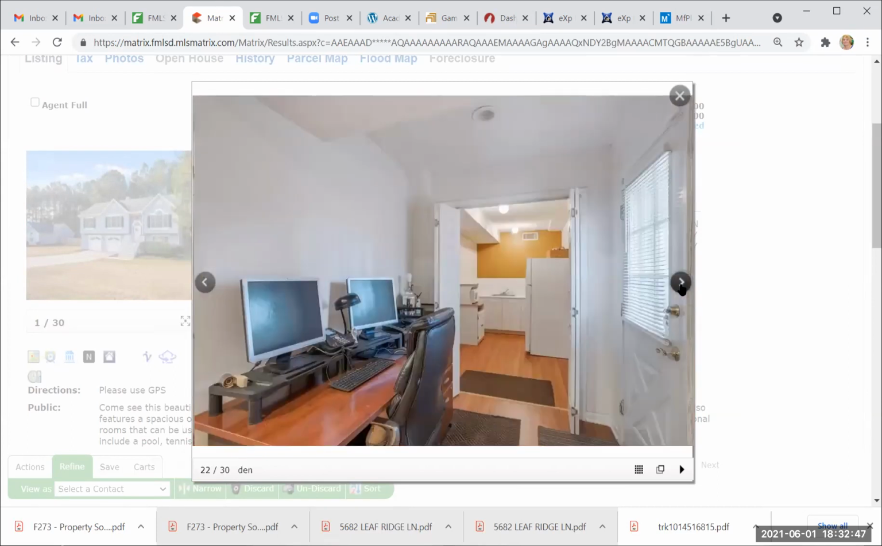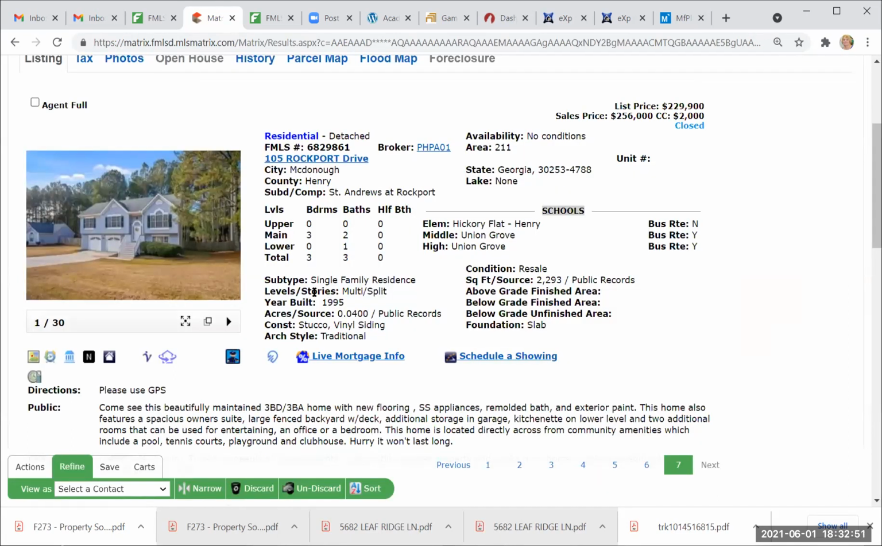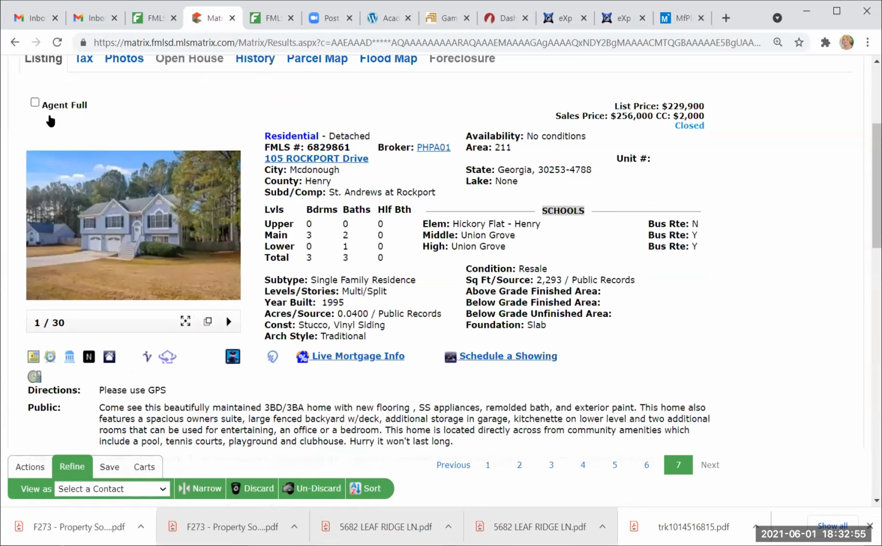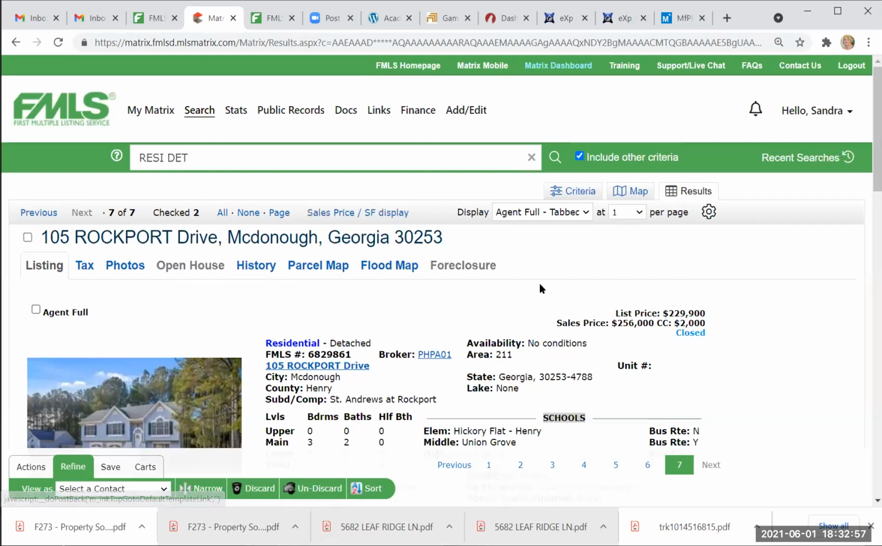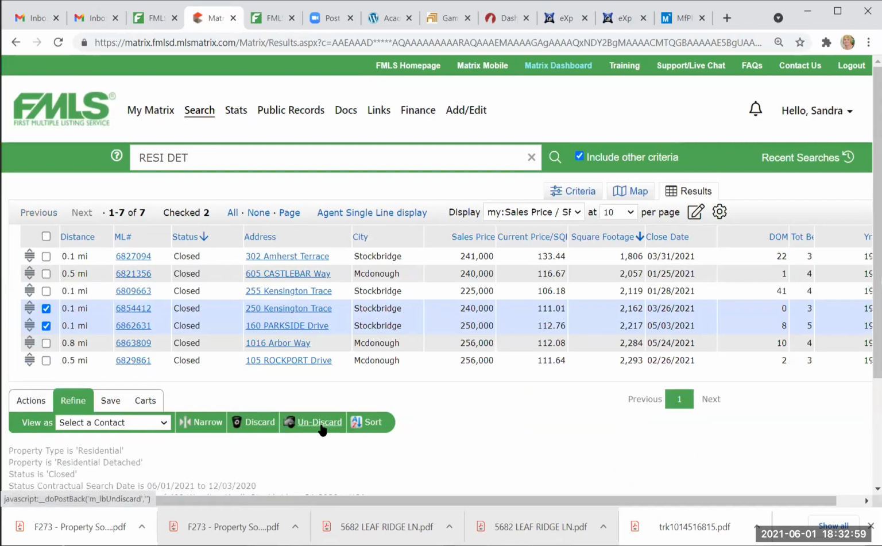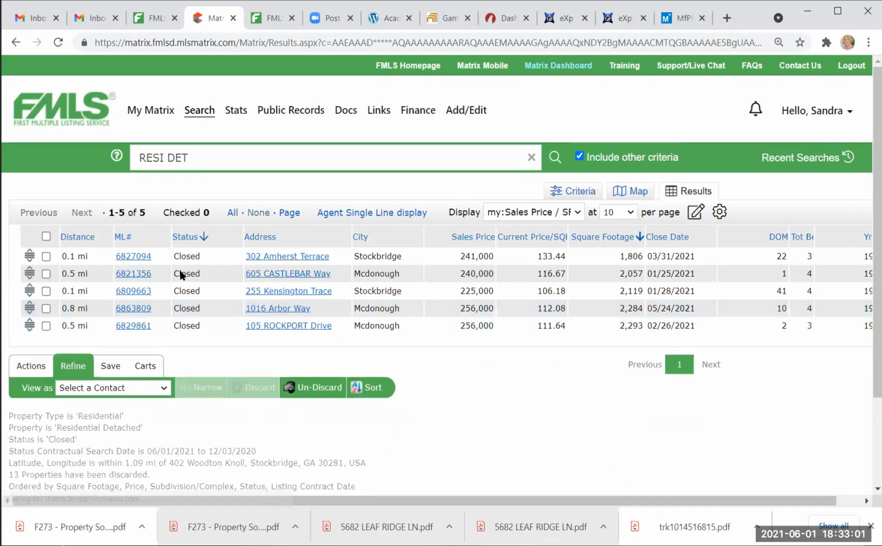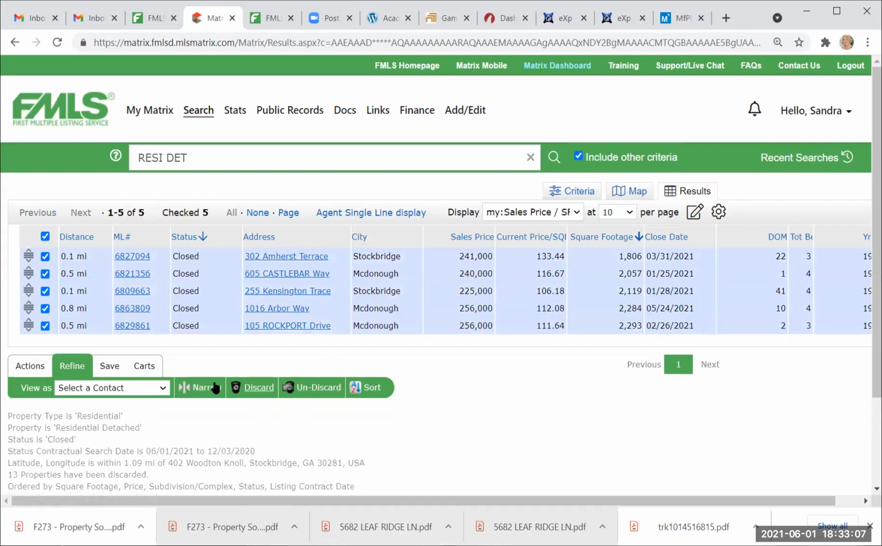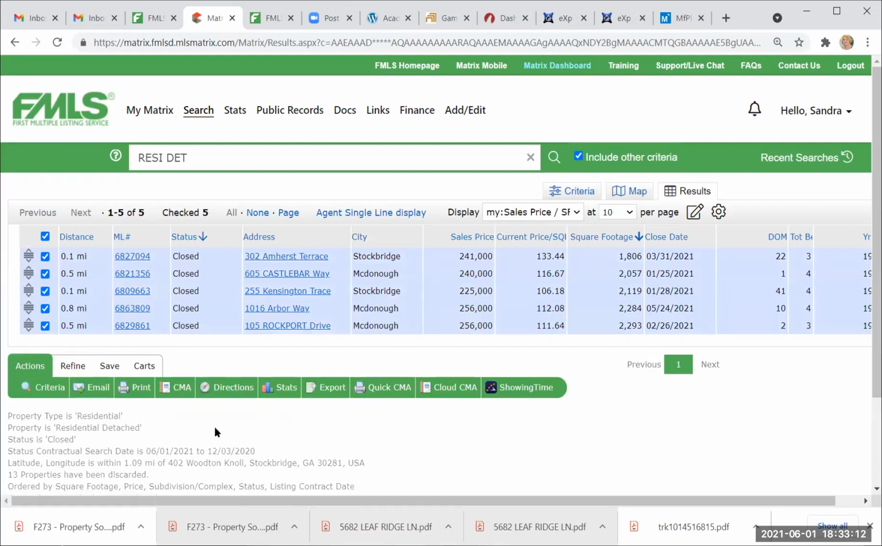Is that the kitchen? Yeah. Wow. Okay. That's still not going to help her. So let me get rid of those last two. I end up with about 5. Then I would pick all of these and pop them right in a CMA report. Once you get in there, you can do some adjustments, but let's just do a quick CMA.